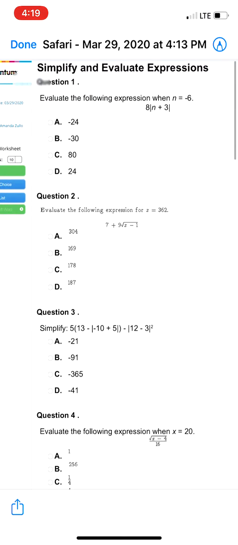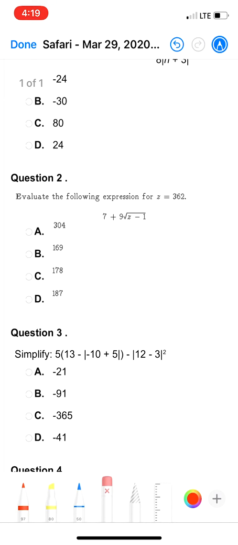All right. So number one asks us to evaluate. When it asks us to evaluate, that means they're going to give us a number for our variable. In this case, they're giving us that n is -6. So all you're going to be doing is replacing n with -6. So you have 8.